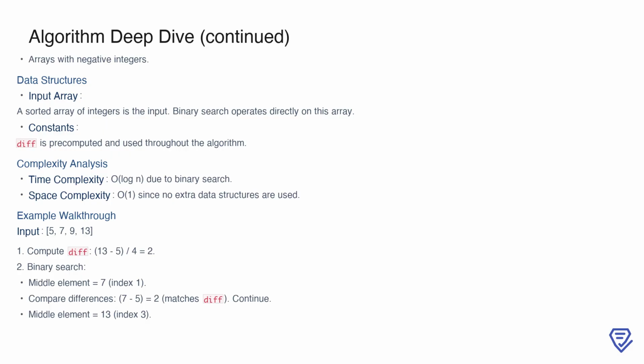The input to this algorithm is the sorted array itself, and no additional data structures are required, making the space complexity O(1). This simplicity in design ensures that we operate directly on the input array without incurring extra memory overhead. By combining binary search with the pre-computed diff, our solution efficiently identifies the missing number even for large-scale inputs. Now, let's walk through an example to see how the algorithm works in practice.